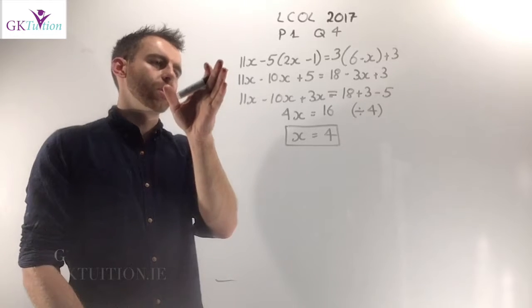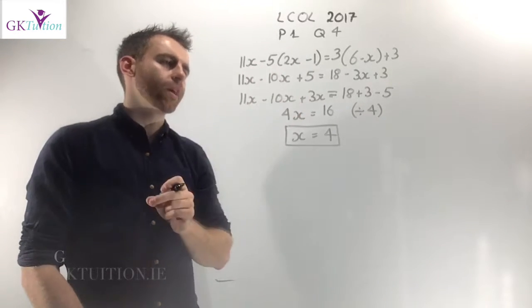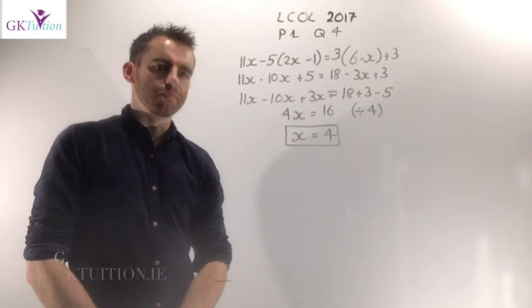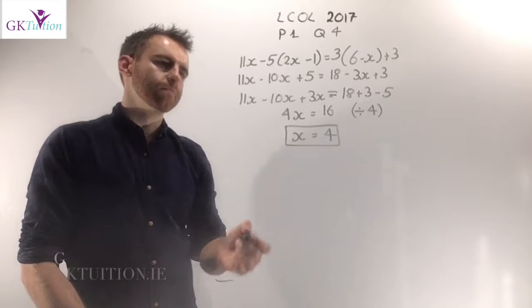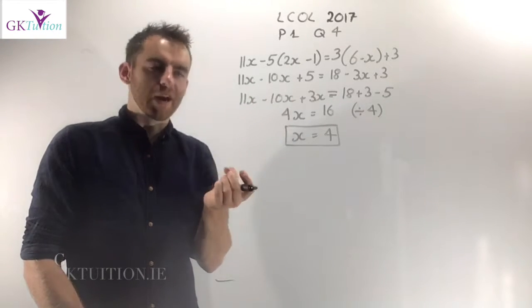In this question we're given the linear equation 11x minus 5 times 2x minus 1 equals 3 times 6 minus x plus 3. We're asked to find the value of x. So you need to realise that at the start here the immediate problem is the brackets.